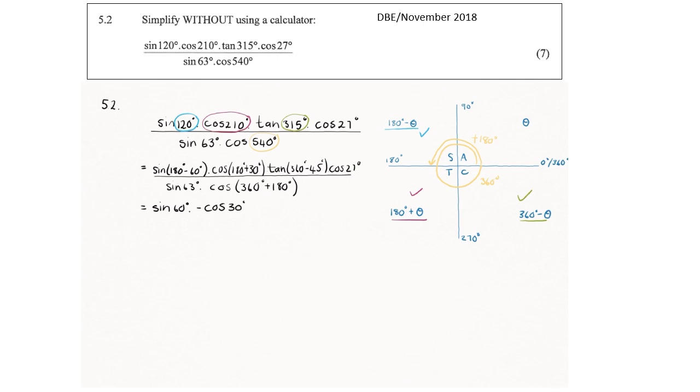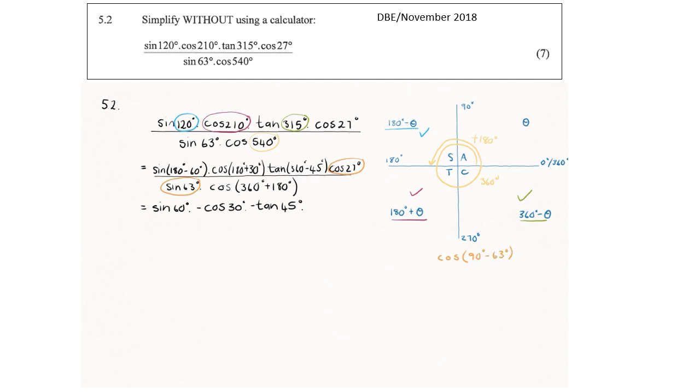Tan of 360 minus 45 degrees is in the fourth quadrant. Tan is negative in the fourth quadrant, so this can be written as negative tan 45 degrees. And now, very important, if we look at cos 27 degrees in the numerator and sine of 63 degrees in the denominator, 27 plus 63 gives us 90 degrees. So these two angles are complementary angles, and then we can make use of cofunctions to simplify this.